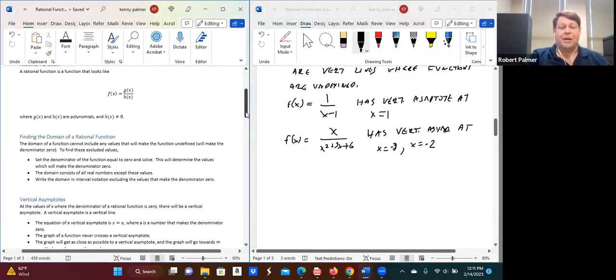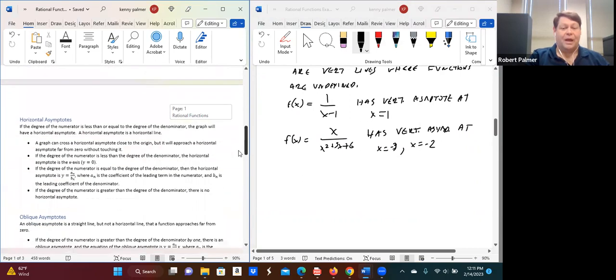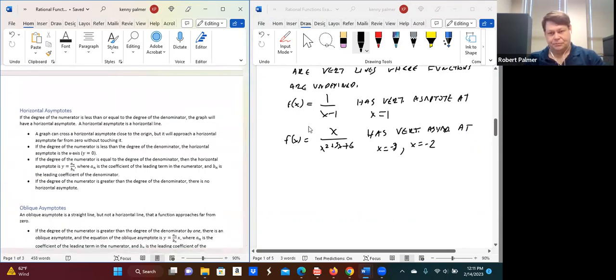Now, those are not the only kind of asymptotes we can have. We can also have what are called horizontal asymptotes. Let's talk about those.